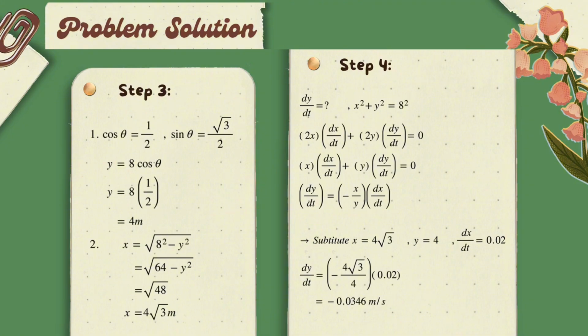Then we have to substitute the value of x, which is 4 square root of 3, and y equal to 4, and dx over dt is equal to 0.02. Substituting the values of x, y and dx over dt, we get negative 0.0346 meter per second. And we move to the last step, which is step 5.